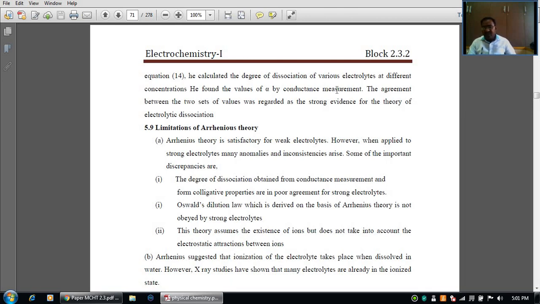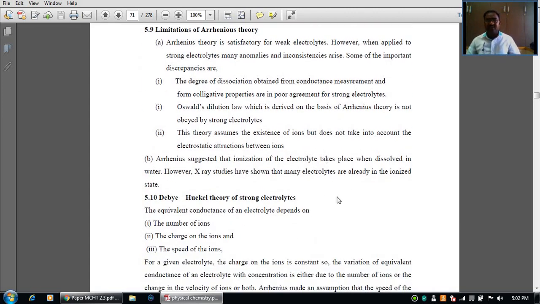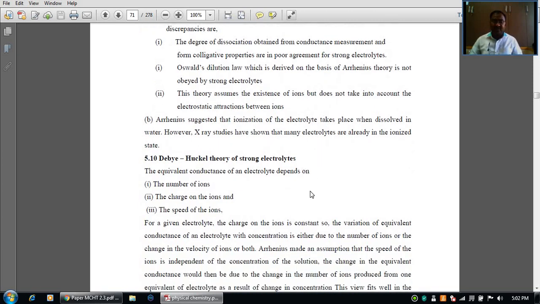And that Ostwald's dilution law, which is derived on the basis of the Arrhenius theory, is not obeyed by strong electrolytes. This theory assumes the existence of ions, but does not take into account the electrostatic attractions between the ions. That limitation is also very important regarding the Arrhenius theory. The theory of Arrhenius, acid and base, and limitations, those are important.